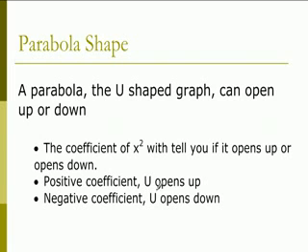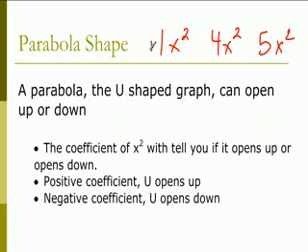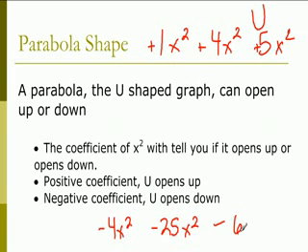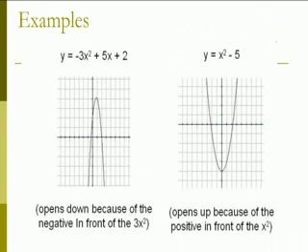If it's a positive coefficient, meaning a number in front of the x squared, so if it's 1x squared or 4x squared or 5x squared, these are all positives. Because they are positives, the U is going to open up. Now, if you had negative 4x squared, negative 25x squared, negative 6x squared, all of those are negative, so the parabola will open down. So if it's positive, the parabola will open up. If it's negative, the parabola will open down.